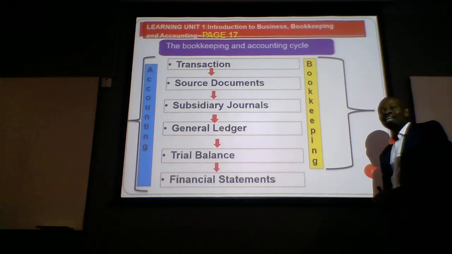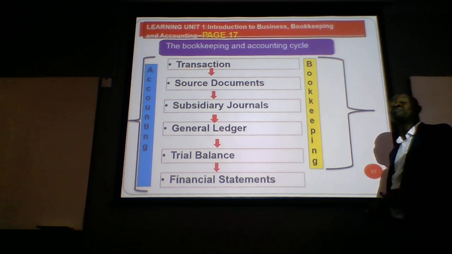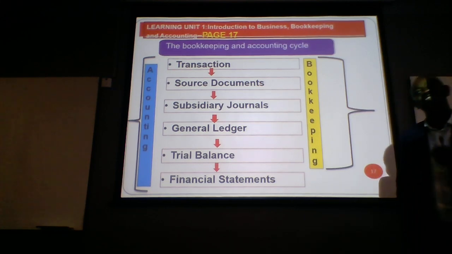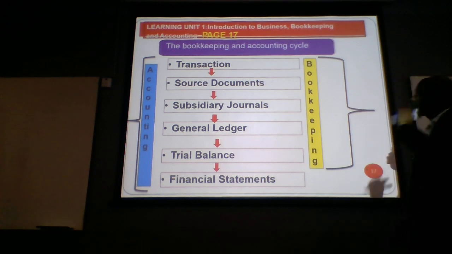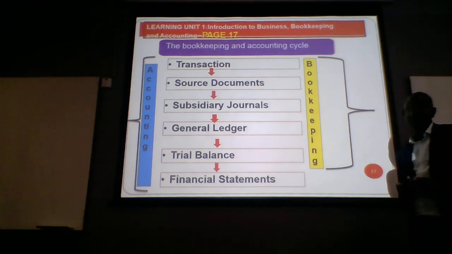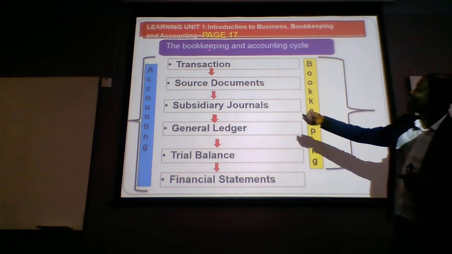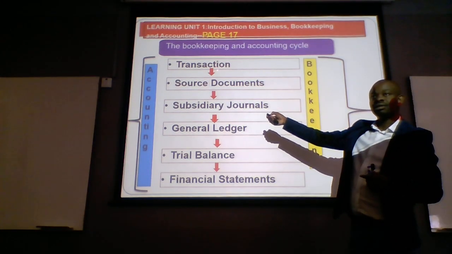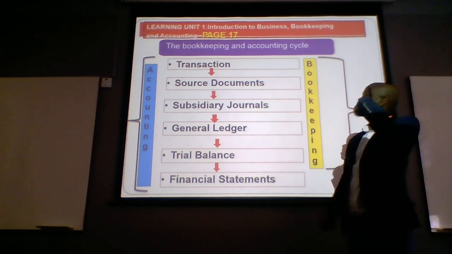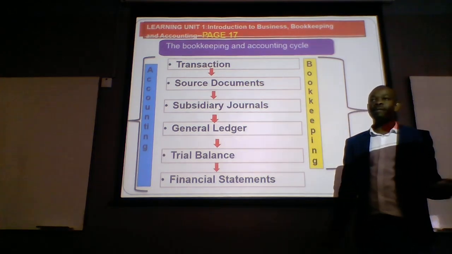Okay. Remember when I started here, I said there's a difference between financial accounting and bookkeeping. So this is called the accounting cycle. They can ask you to draw this, so you just have to know it. Everything starts from what? Transaction. So a transaction needs to take place.